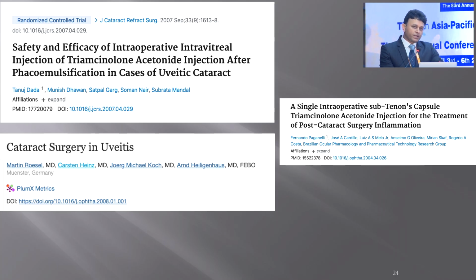With the Dex implant, even if the IOP does rise, it almost always touches baseline by the end of 6 months, which is the life cycle of the implant. That is not so with triamcinolone. And this is the reason why, if affordability is not an issue, we prefer the Dex implant.